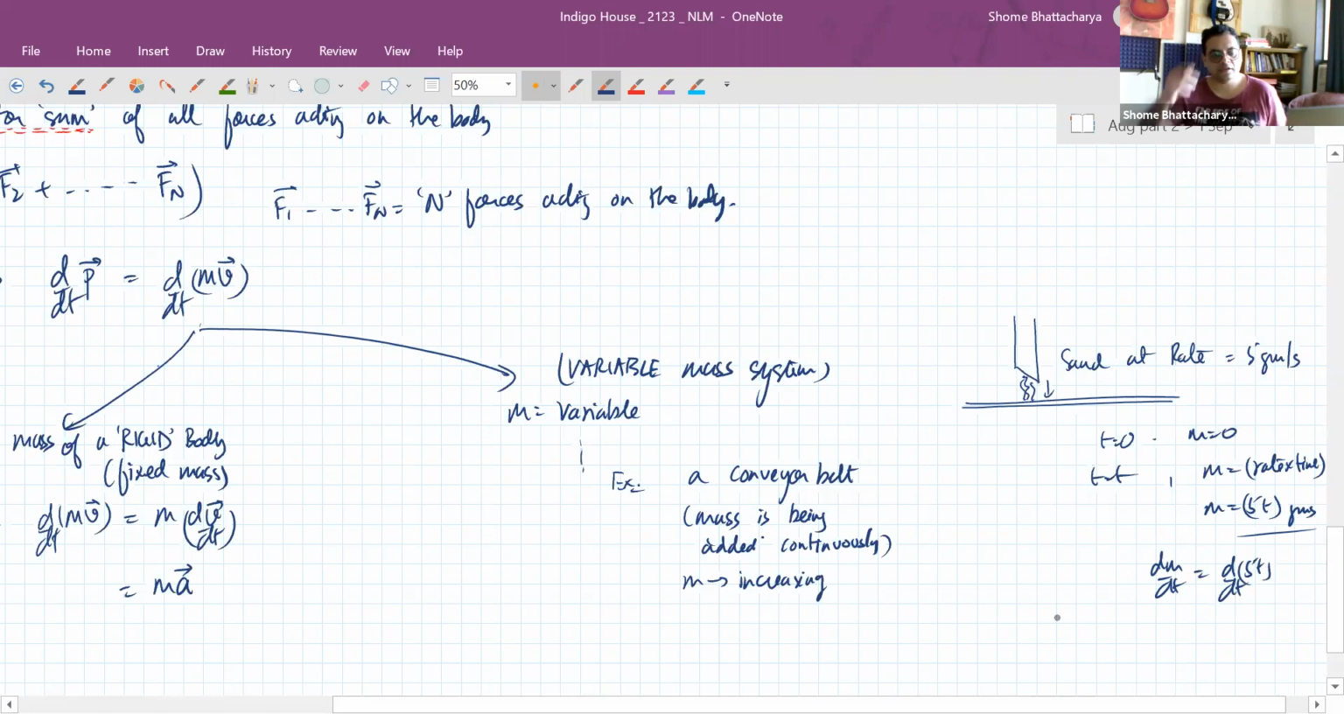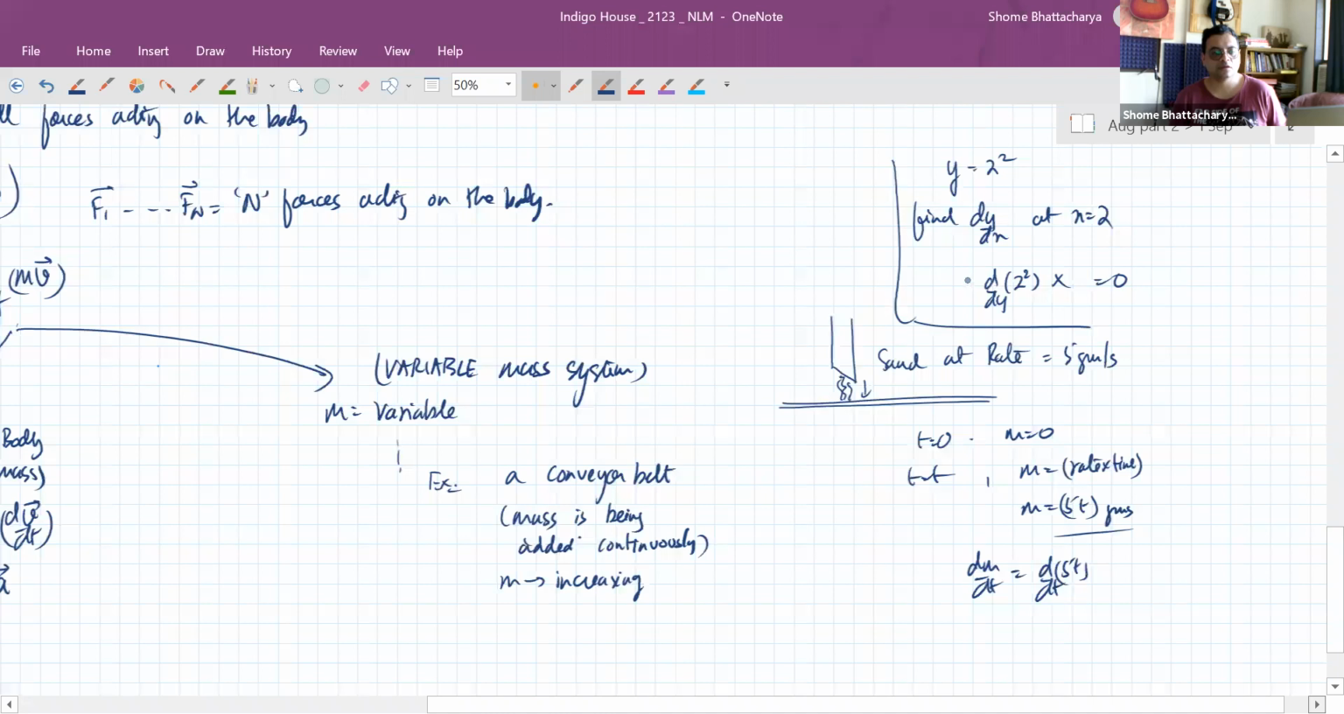Of course, every variable quantity has an instantaneous value. But when we calculate the rate of change, we don't take that instantaneous value. I'll just give you an example. Suppose I say y is equal to x square, find dy by dx at x equal to 2. I don't substitute x equal to 2 first and then calculate dy by dx of 2 square. No, I don't do that, because that will give me 0, but that's wrong. What I do is I calculate dy by dx of x square.